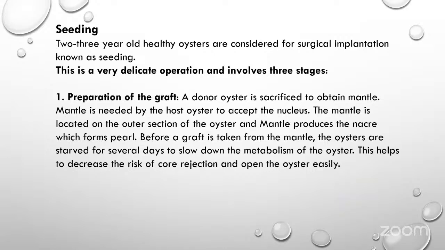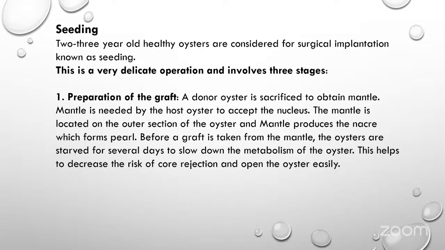Next, coming to seeding. 2 to 3-year-old healthy oysters are considered for surgical implantation, known as seeding. This is a very delicate operation and involves 3 stages. The first stage is preparation of the graft. A donor oyster is sacrificed to obtain mantle.